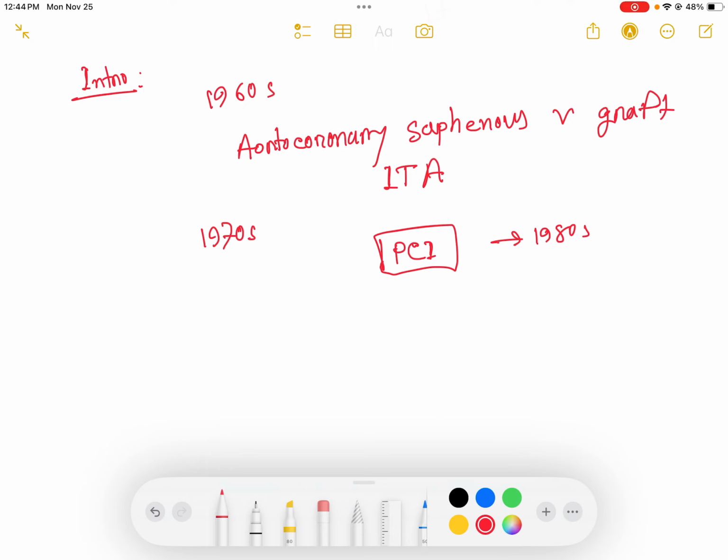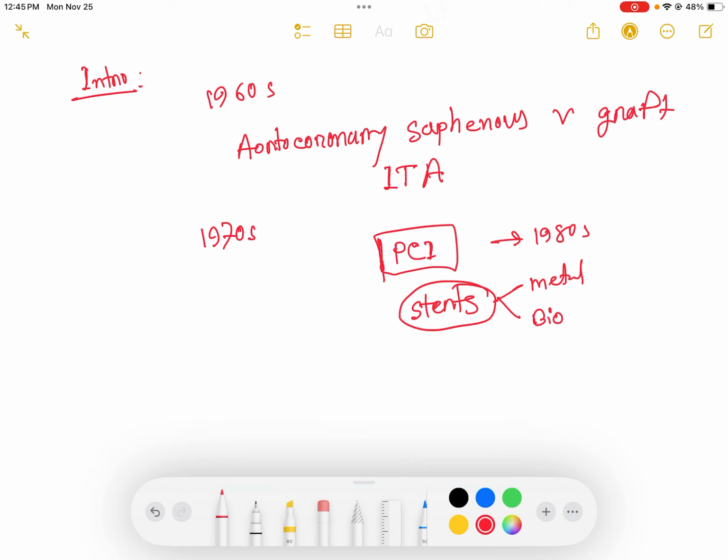Over the last decade, there have been major advances in PCI, percutaneous coronary intervention, including the use of bare metal stents, and the development of different generations of drug-eluting stents, as well as biodegradable stents, in an effort to reduce restenosis.